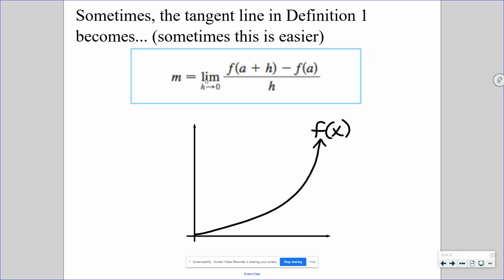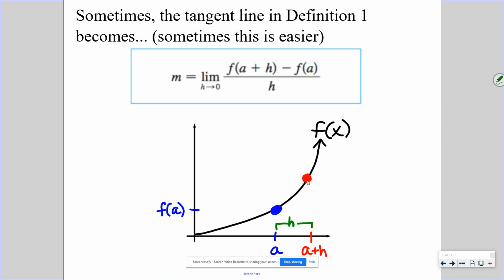We could look at this in a different format. This one's going to look a little confusing at the moment, but let's draw a picture to match. I have another point A, and the y value would be f of A. This time I'm going to call the second point A plus H. When I say H, I mean H is the width, or the space between these two points.